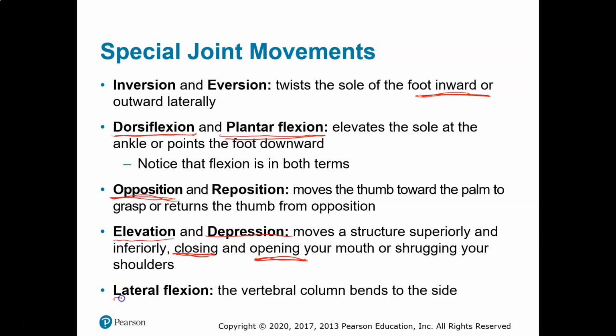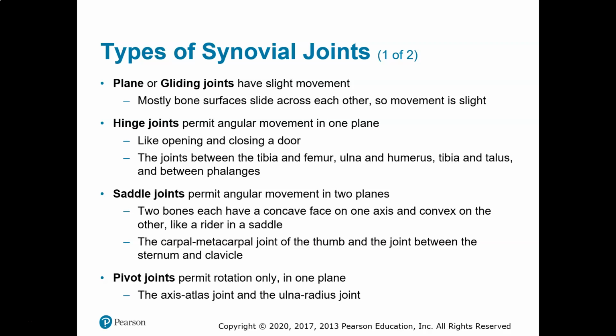Lateral flexion is whenever you do side bends, like you're standing in anatomical position and you just bend at the waist. That's lateral flexion. We already talked about some of these, but plane or gliding synovial joints have a slight movement. Hinge joints are like the elbow joint and the knee joint. The joints between the tibia and the femur, that's the knee joint. The ulna and the humerus, which is the elbow joint.